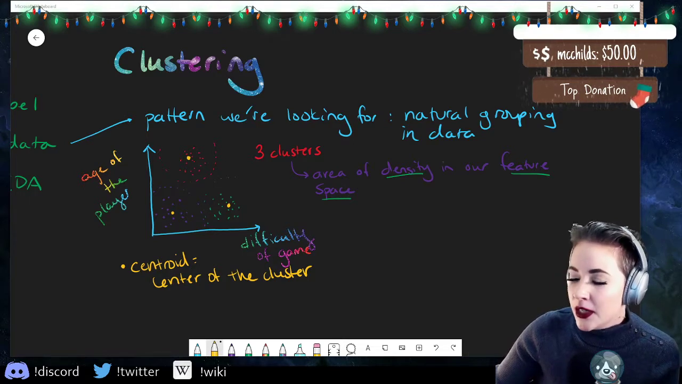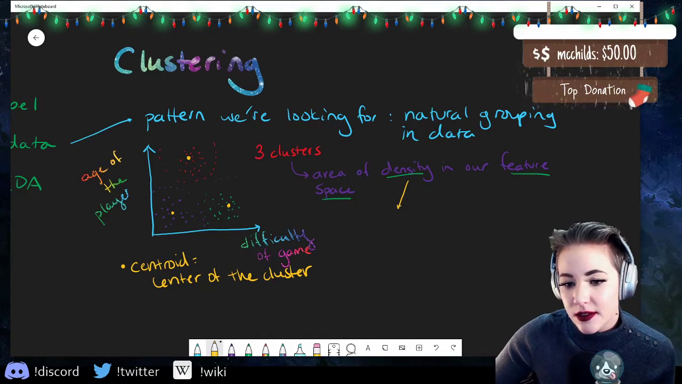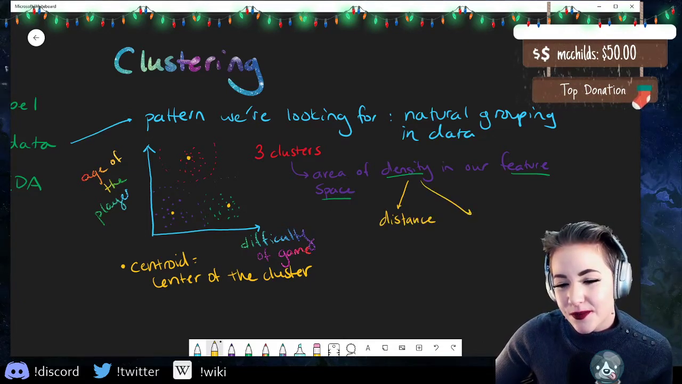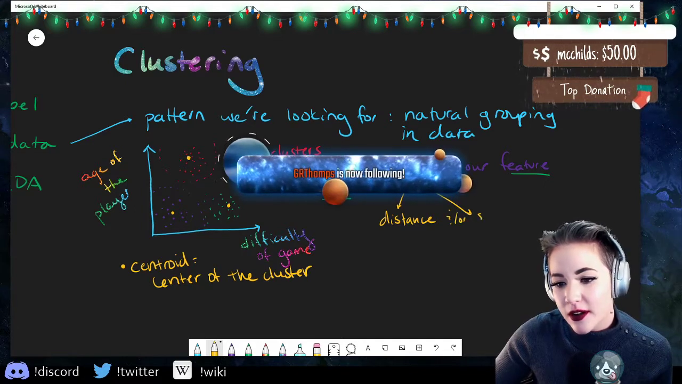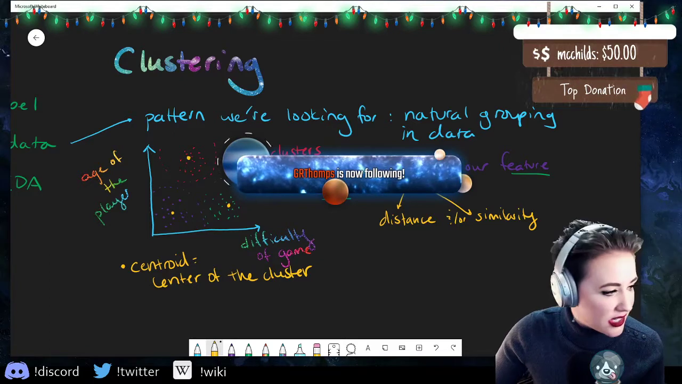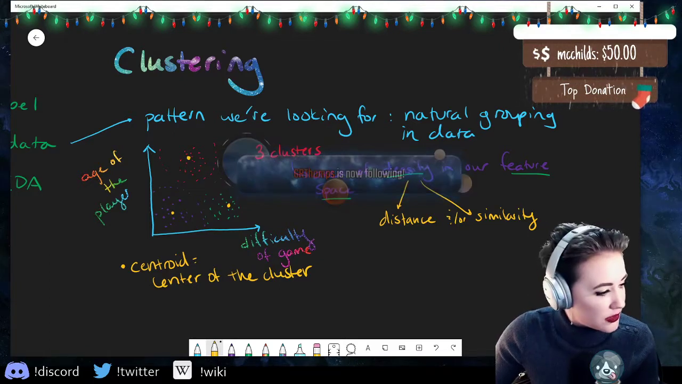Okay. So I'm going to clarify here, we're talking distance and/or similarity. And we'll measure these things differently based on what kind of clustering we're using.